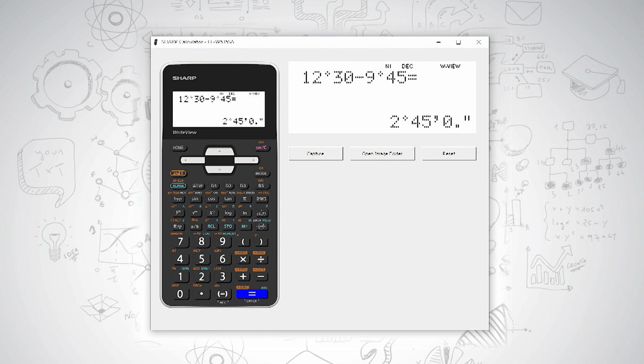We can also convert this back into a fraction by saying second function and DMS.